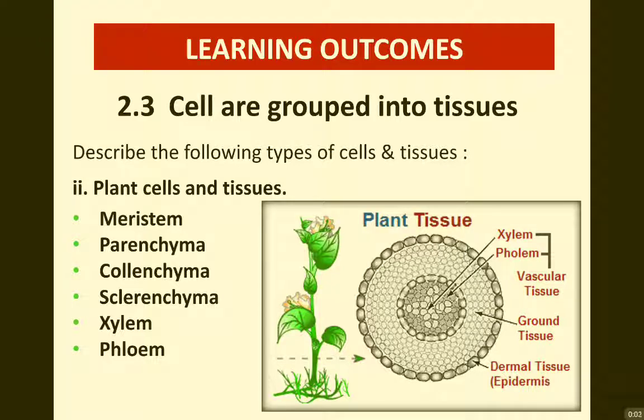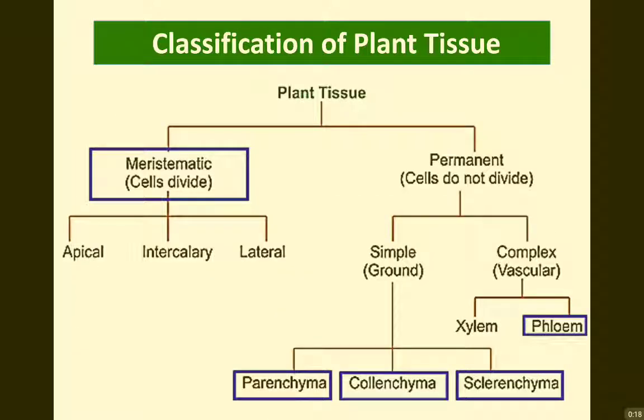Okay, so this topic 2.3, cells grouped into tissues. So plant cells grouped into plant tissues. So we have several types of plant tissues here: meristem, parenchyma, collenchyma, sclerenchyma, xylem, and phloem. So plant tissues are generally divided into two: meristematic plant tissues and permanent plant tissues.